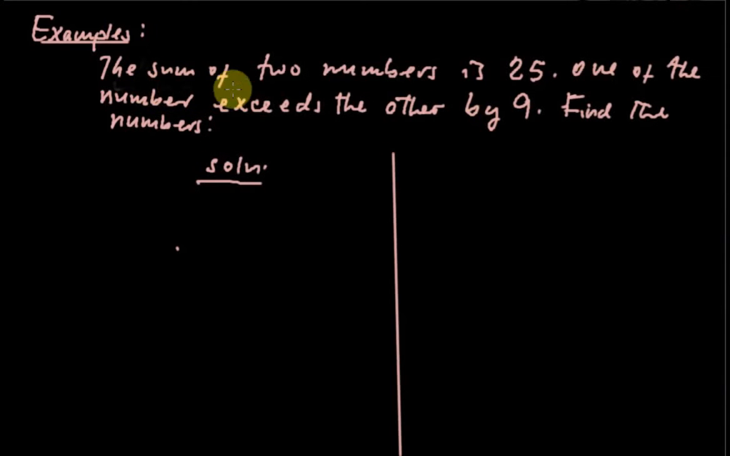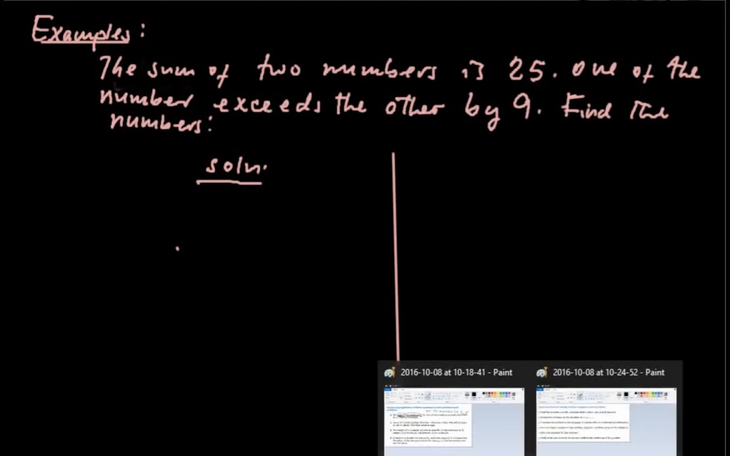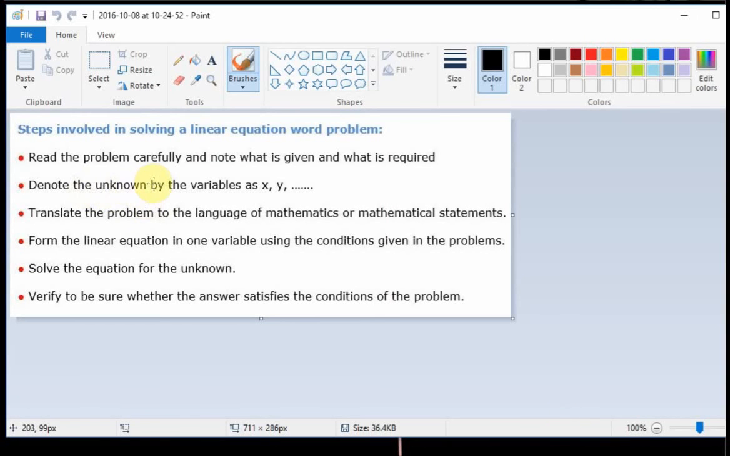So we read this. The sum of 2 numbers is 25. One of the numbers exceeds the other by 9. Find the numbers. So we have read and we have understood. The second step is to denote the unknown by the variables x, y, whatever. This is very important: denote the unknown by using variables. So we are going to do that.